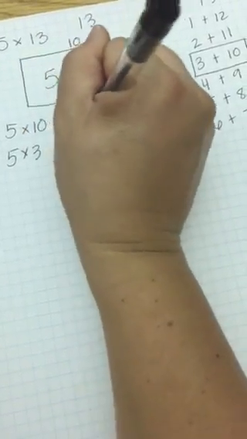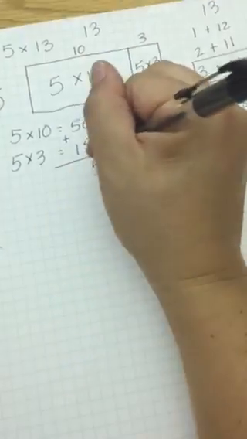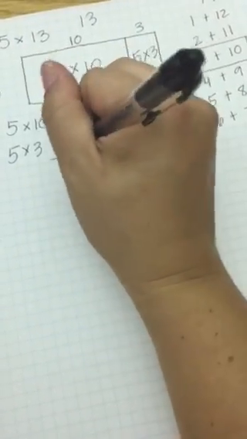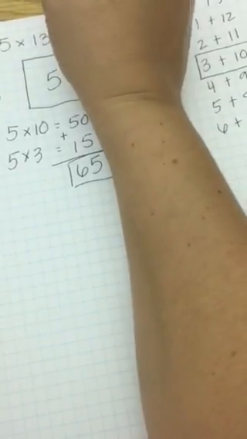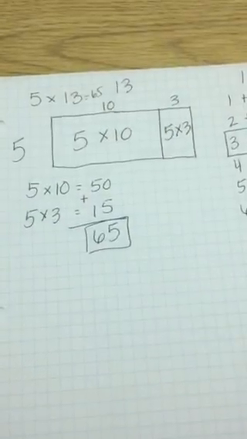So now that's our distributive property, 5 times 10, and then 5 times 3. 5 times 10 equals 50, 5 times 3 equals 15. You add those products together to get your final answer. So we find out that 5 times 13 equals 65. Okay?